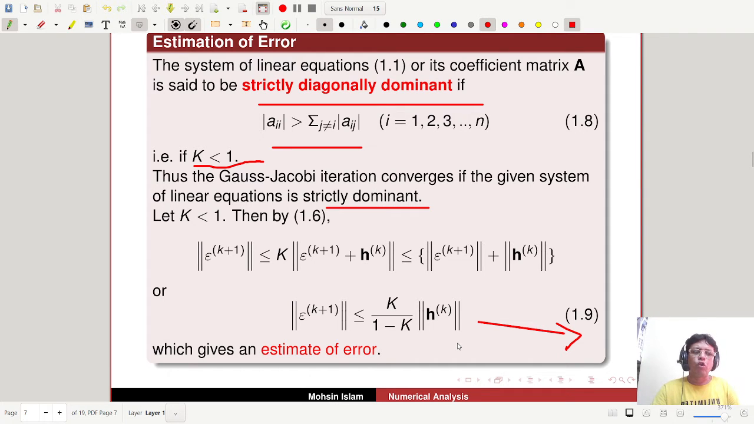So in the Gauss Jacobi method, we have described the method, also under what condition the method converges, that is strictly diagonally dominant, or k less than 1, where k is defined in the process, and also you can calculate the estimation of error.